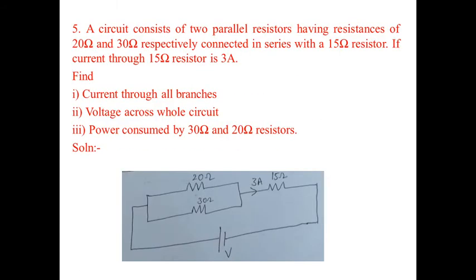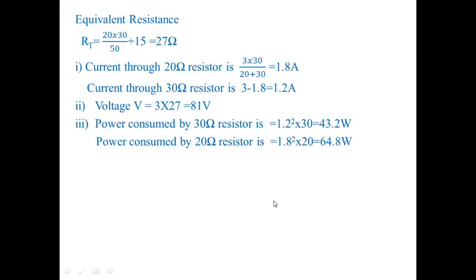Now, we can find the total resistance. Total resistance RT is, so this 20 and 30 are connected in parallel, and the total combination is connected in series with the 15 ohm resistance. So, 20 into 30 divided by 20 plus 30, plus 15 ohm resistance, which is connected in series. So, the total resistance is 27 ohm.